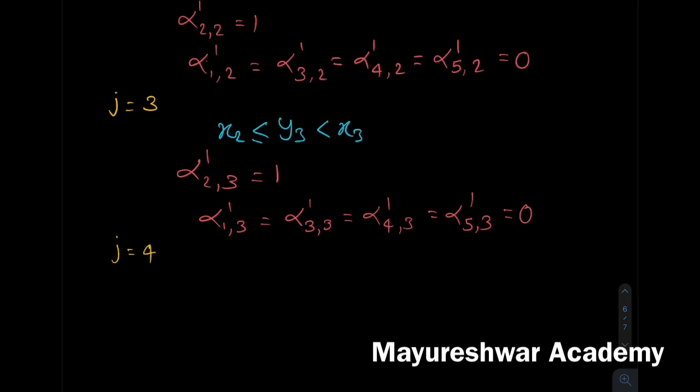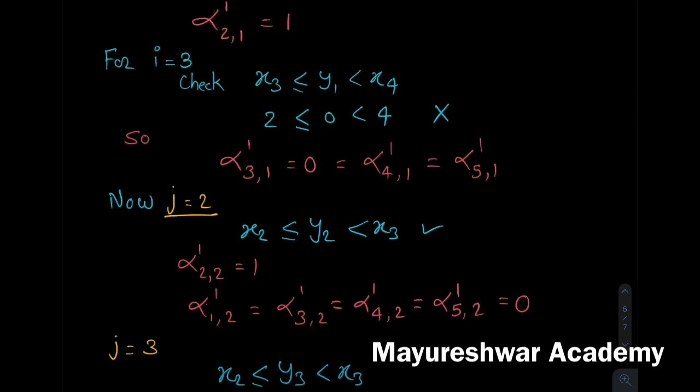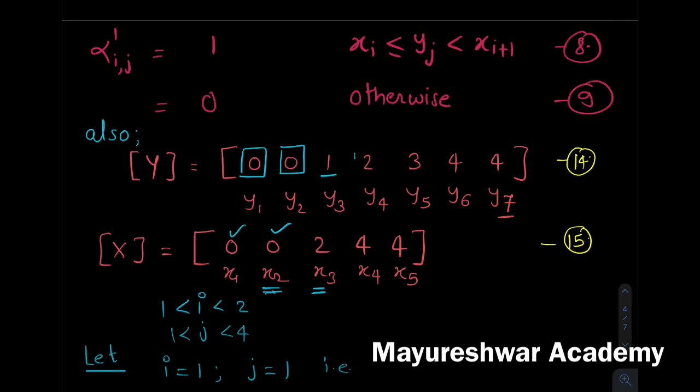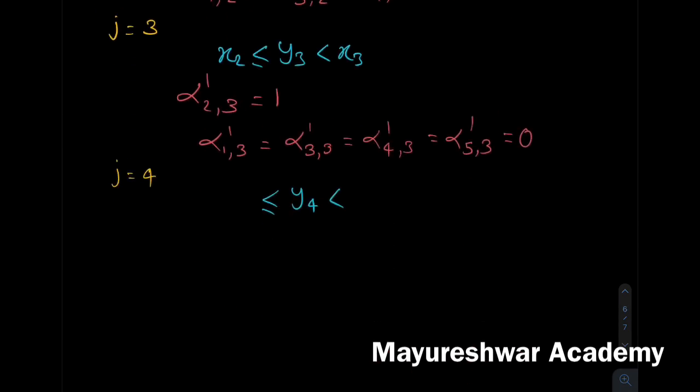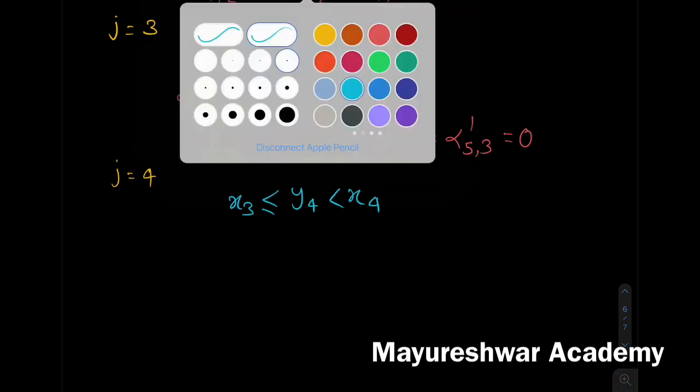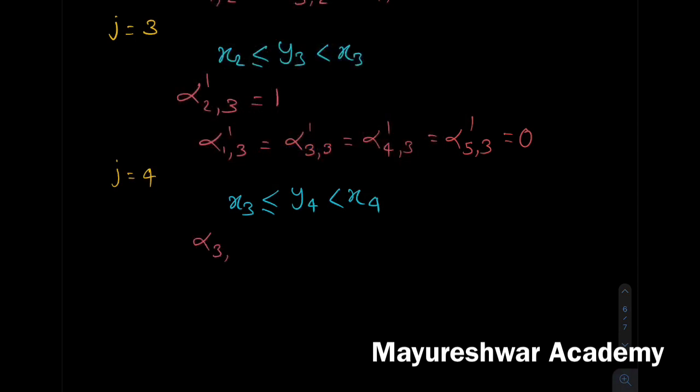Now j is equal to 4. Let us recheck where y4 belongs. The y4 value is 2, so naturally this belongs in between x3 and x4, 2 to 4, because it is equal to 2 and less than 4. So this condition is satisfied, and naturally in this case alpha 3,4 is a unity value.